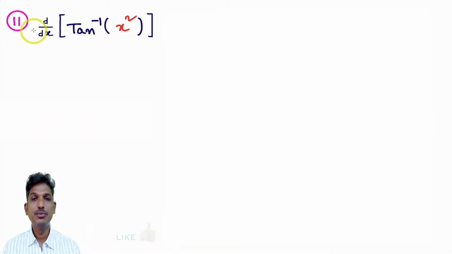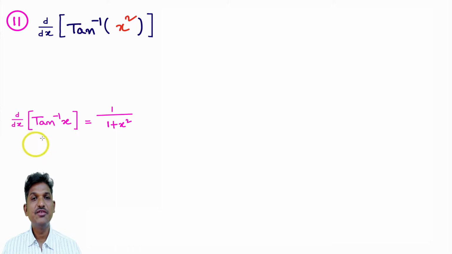Now you see this question number 11. Derivative of tan inverse of x square. You learned 23 formulas now. Which formula is suitable here? You see, the derivative of tan inverse of x. The derivative of tan inverse x is 1 divided by 1 plus x square. Right? So here I'll imagine this x square as x. If you imagine this x square as x, it looks like tan inverse of x. Try to understand. This looks like tan inverse of x. The derivative of tan inverse x is what? 1 divided by 1 plus x square.